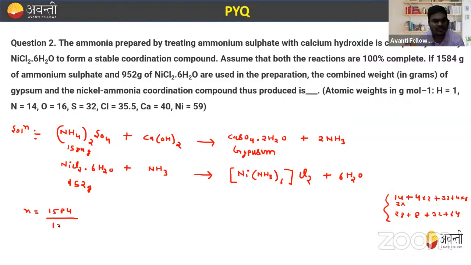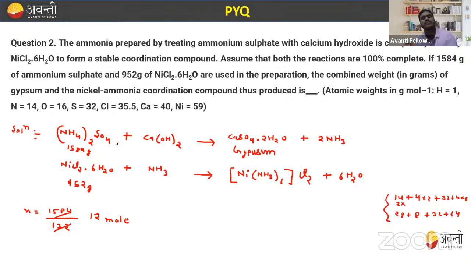So just divide by this 132. 1584 divided by 132 comes out to be 12. So 12 mole. This is how we convert mass into mole and mole into mass. We know this from the first class as well.